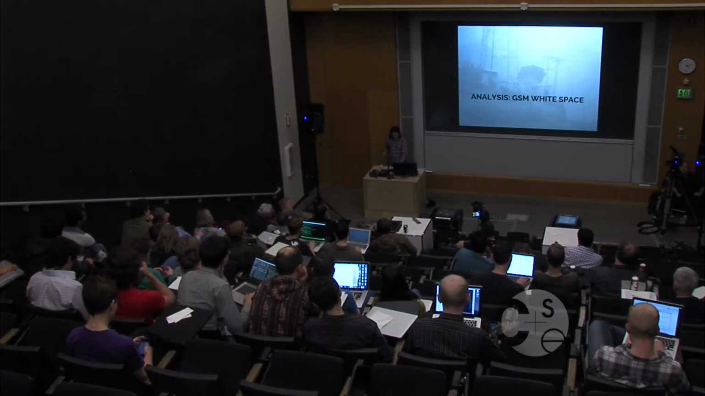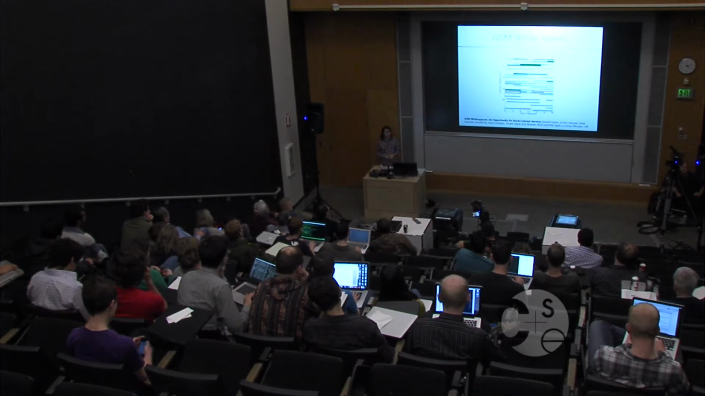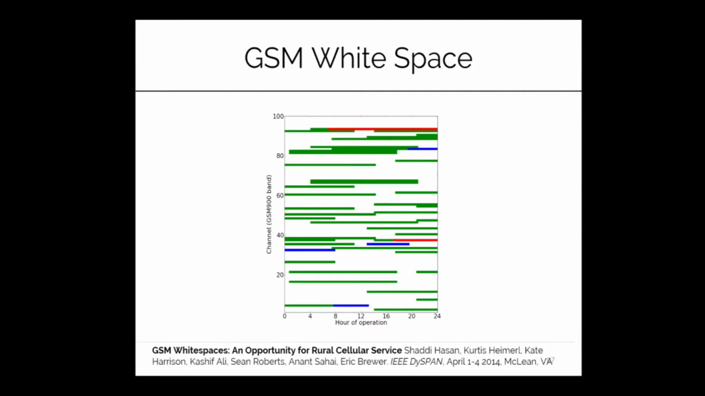Again, we do things in the real world. This is an analysis of GSM whitespace running in DESA. Here our switching time is much lower, but the blue is us moving between different frequencies. So we moved roughly once every 8 hours throughout the GSM band. The green is everywhere we scanned that's open and available.